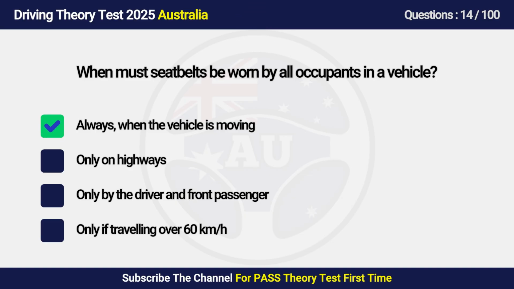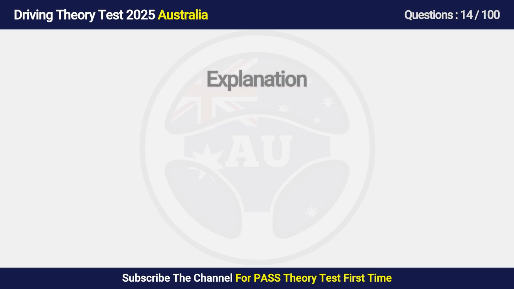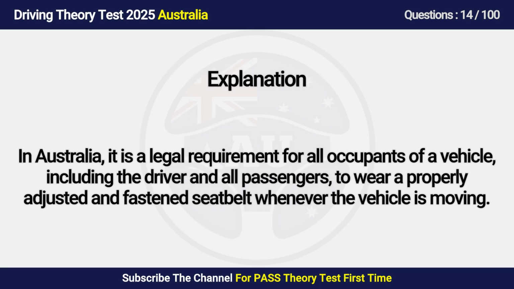Answer is A. Always when the vehicle is moving. In Australia, it is a legal requirement for all occupants of a vehicle, including the driver and all passengers, to wear a properly adjusted and fastened seatbelt whenever the vehicle is moving.